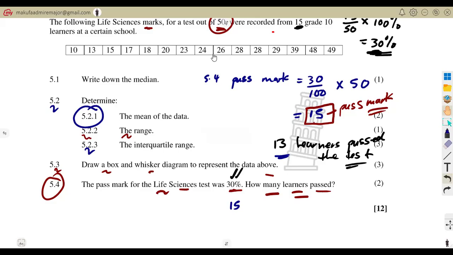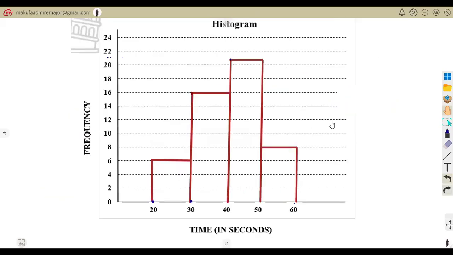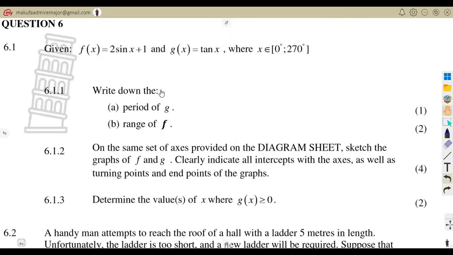So you see, guys, they want to confuse you. You have to be careful when presenting your answers. This is an exam. You are being tested. So know your story.